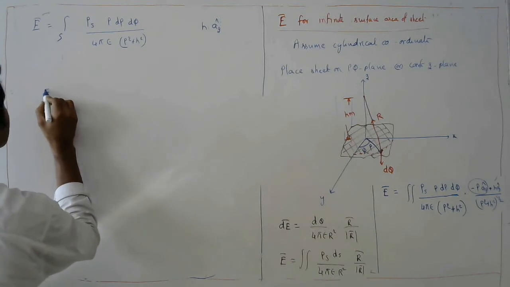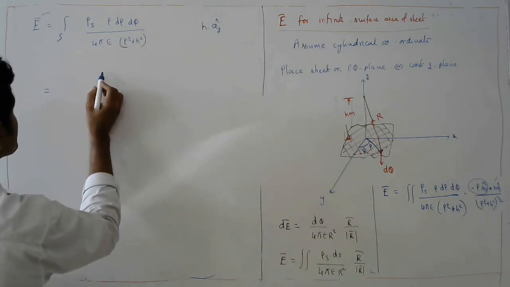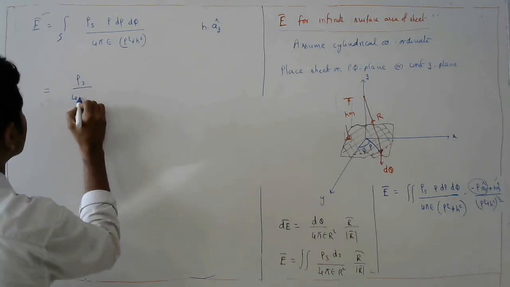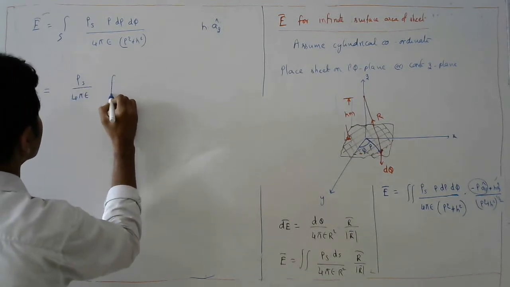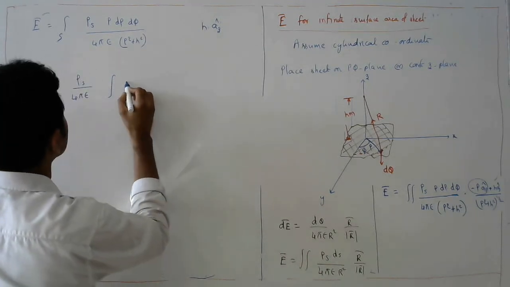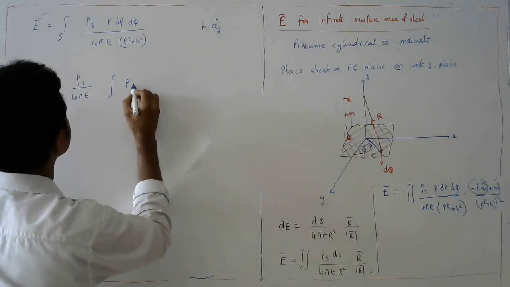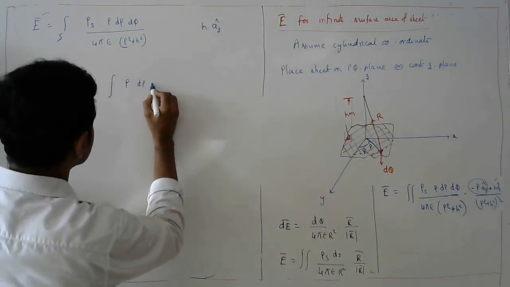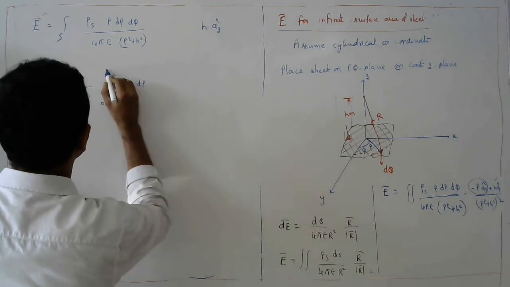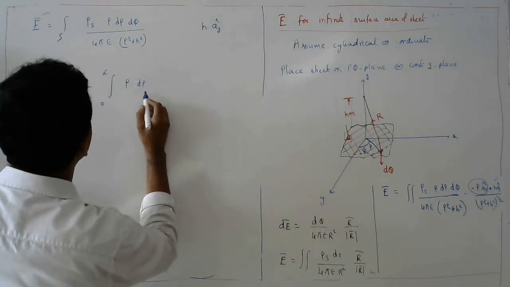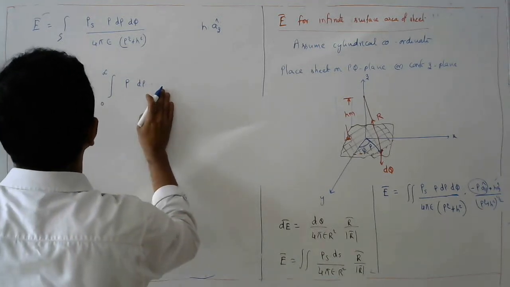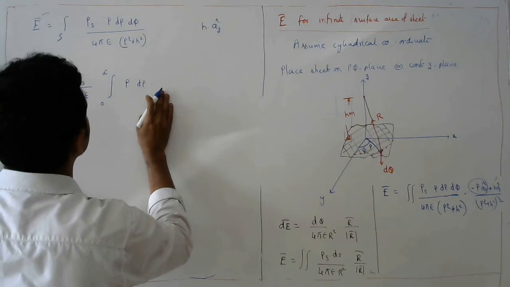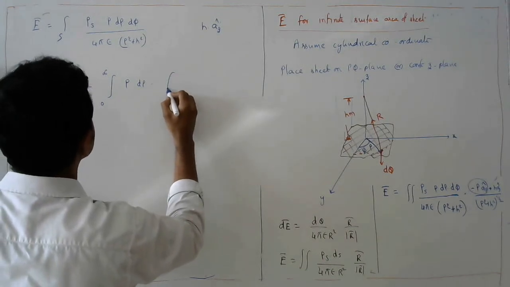To integrate, the variations here are rho and phi, so I am going to vary the rho terms and the phi terms. Rho s by 4 pi epsilon is common. Now I am integrating with rho, so rho into d rho, where rho varies from 0 to infinity, and then the phi terms.